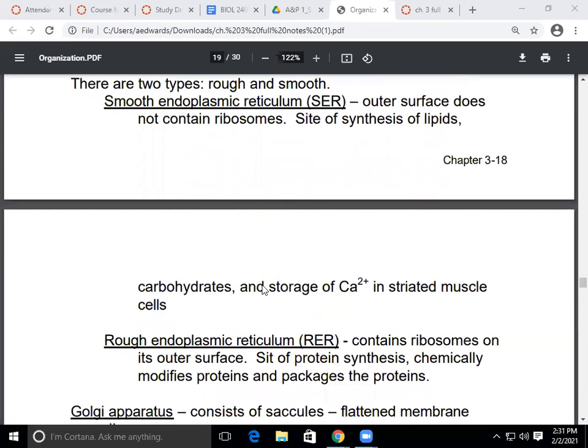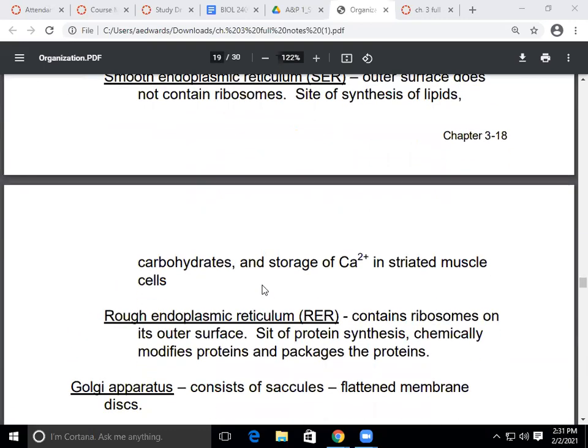What about the rough endoplasmic reticulum? Or rough ER or RER? It has ribosomes on the surface, and that's why it's rough. And because it has ribosomes, it's where we make protein, or one of the places where we make proteins. And it can also modify those proteins through chemical reactions and then package them, okay?